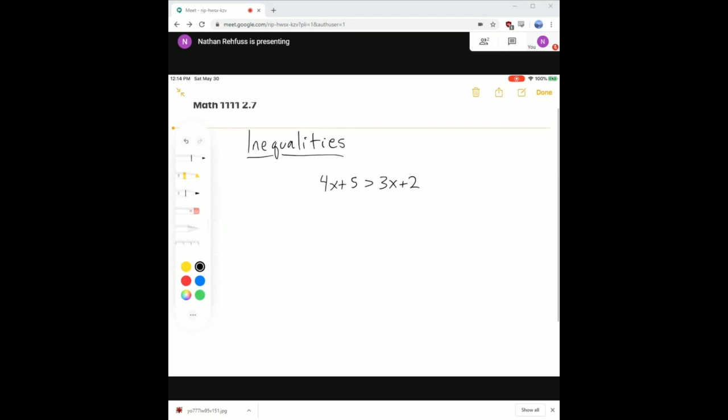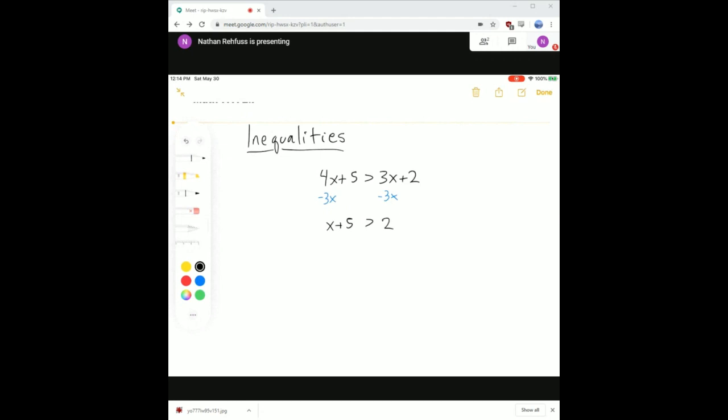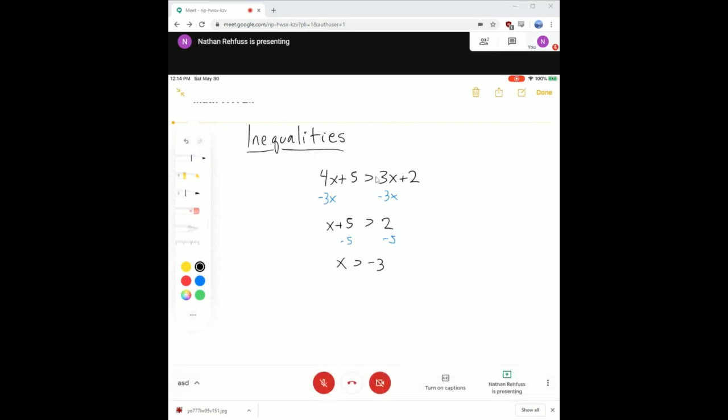It turns out that keeping the balance turns one true statement into another true statement. So for example, I could subtract 3x from each side, just like if it were an equation. And that tells me that x plus 5 is bigger than 2. And then I could subtract 5 from each side. And I get x is bigger than negative 3. So as long as x is bigger than negative 3, 4x plus 5 will be bigger than 3x plus 2.